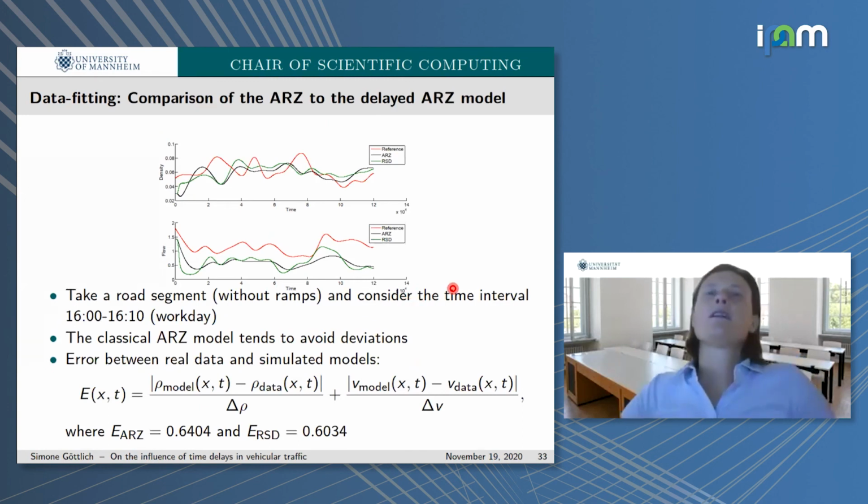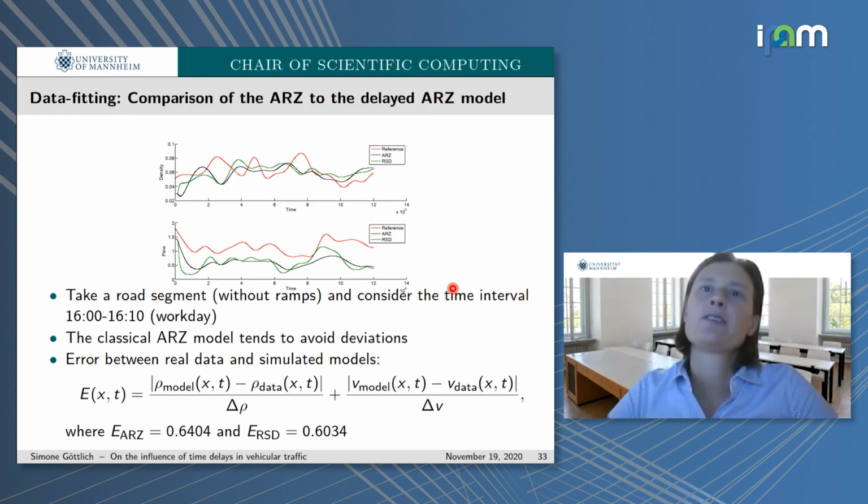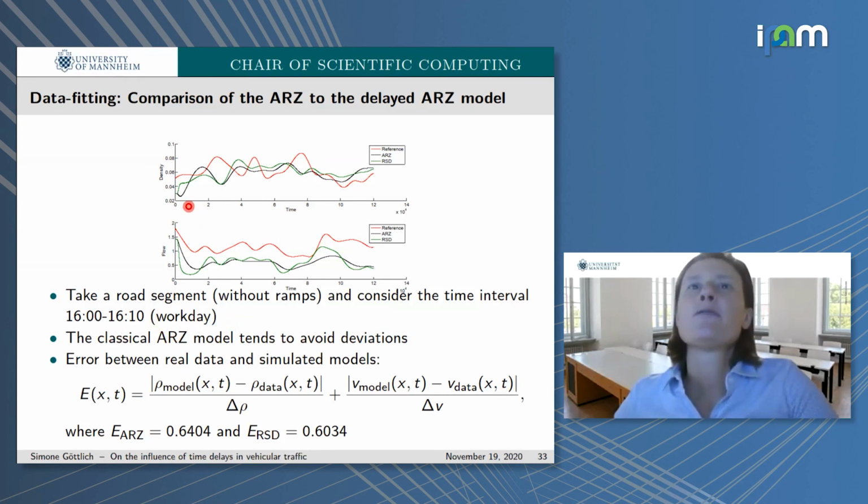So, again, assuming that we can apply some Lax-Friedrichs type discretization for the delayed RZ model, we observe the following results. We took a road segment without on and off ramps, and we consider a time interval as given here on a usual work day. Then we observe in the density and the flow the reference solution, the RZ solution, and the RSD solution, meaning that RSD is the shortcut for our delayed RZ model.